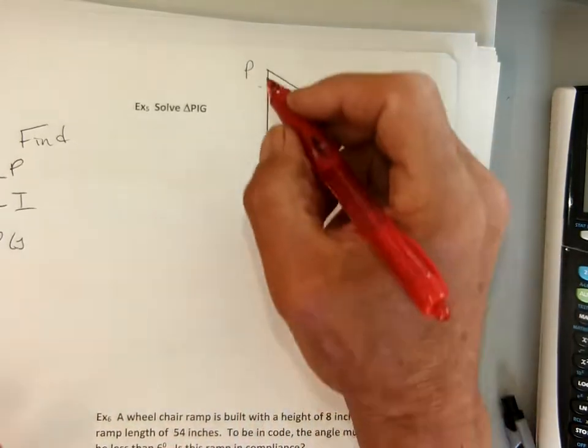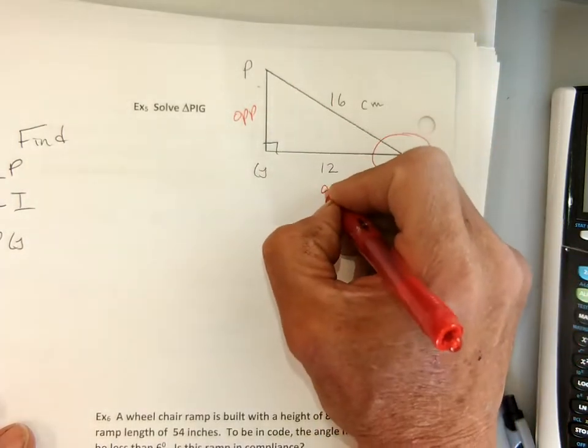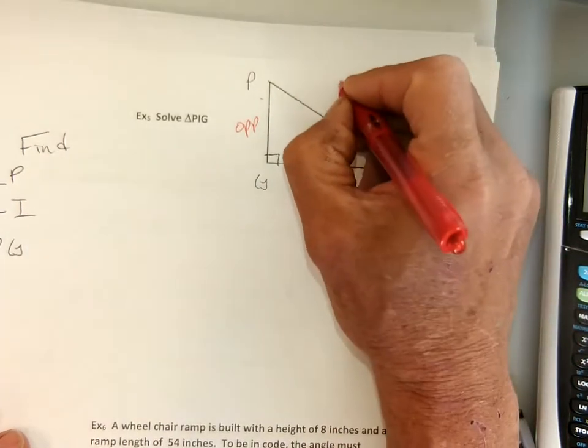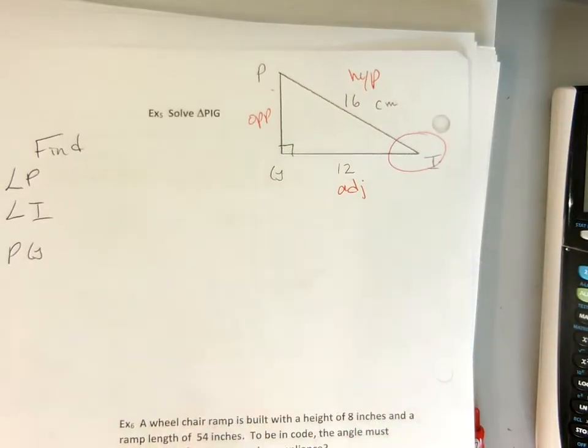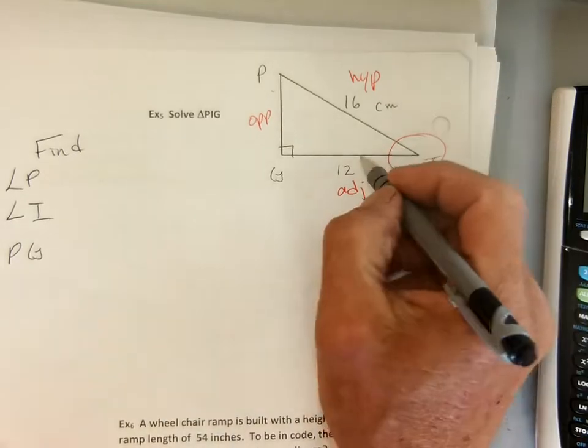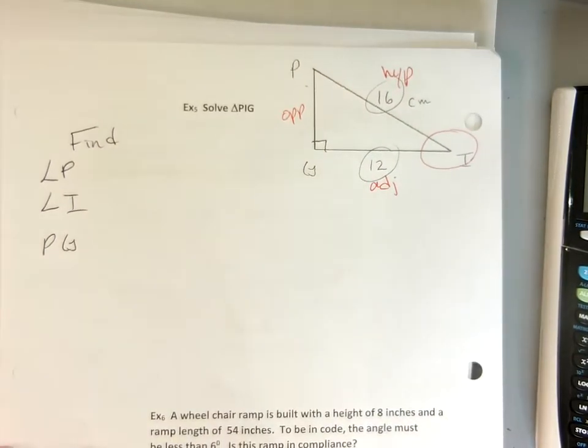So that's my opposite. That's my adjacent. That's my hypotenuse. Okay. I need to find angle I, right? So if I'm going to find angle I, I'd better use the 12 and the 16, right? Because I'm going to have to use my inverse button.